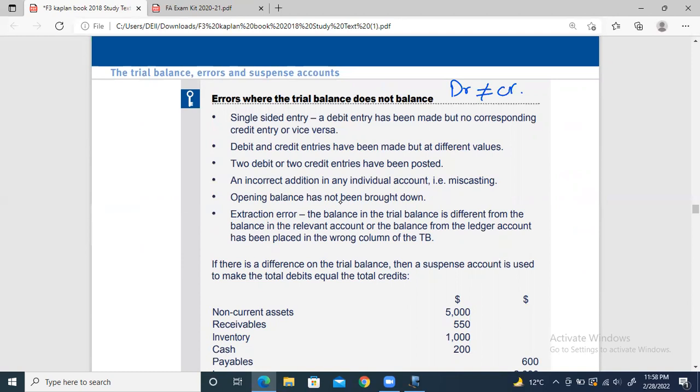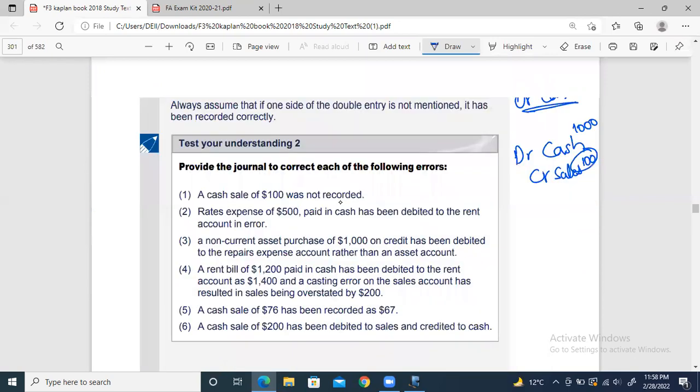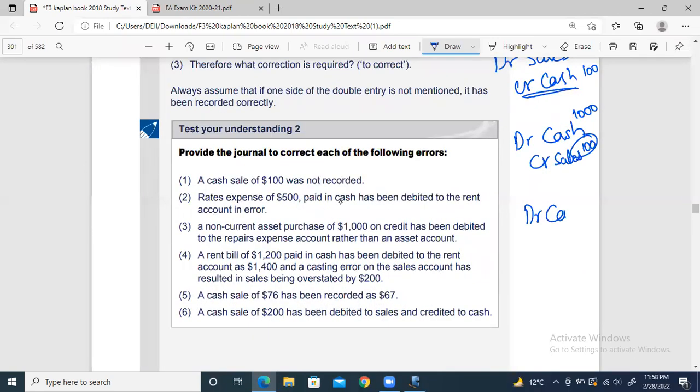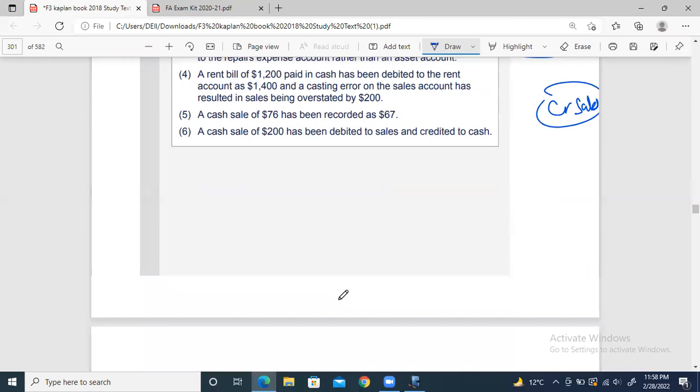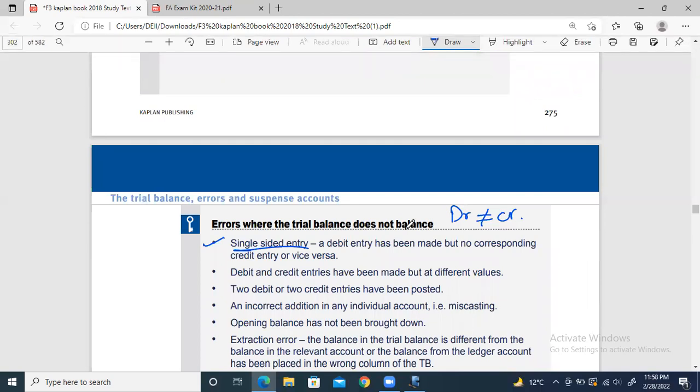Now, first of all, is single-sided entry. As the name tells you, it's very simple. We actually had to do this entry, debit cash credit sales, but we just did debit cash. That's it. Or we just did credit sales. So one entry we did, the second we did not do, either only debit or only credit. So this is error of single-sided entry. That means one debit or one credit we made, the other entry we did not make.